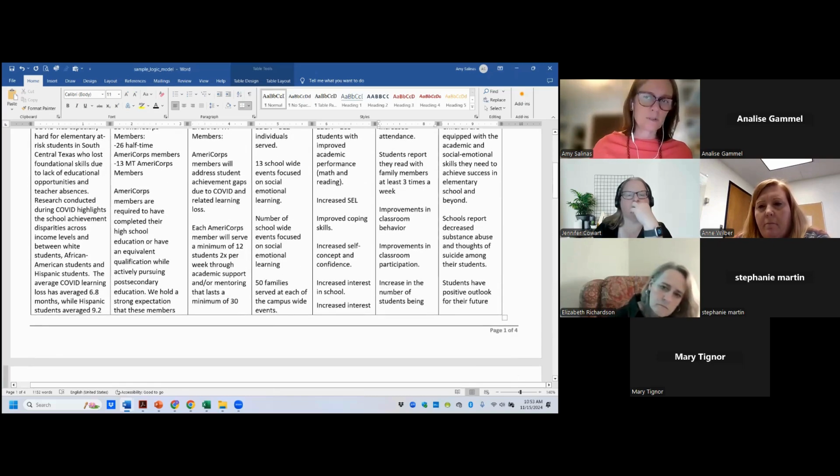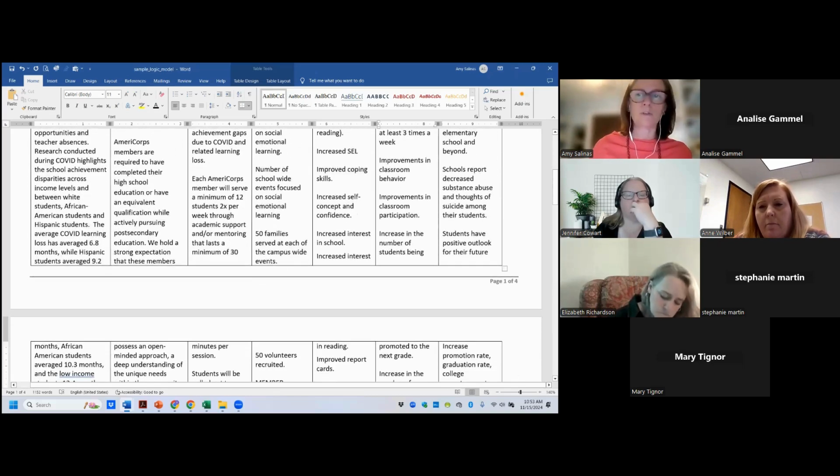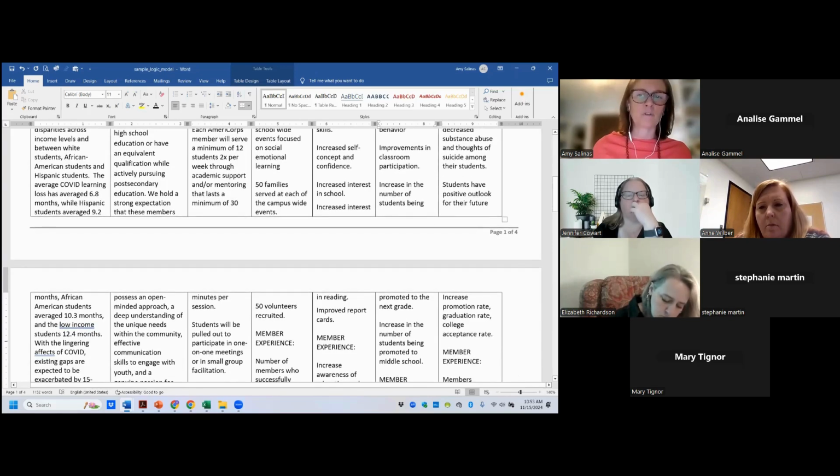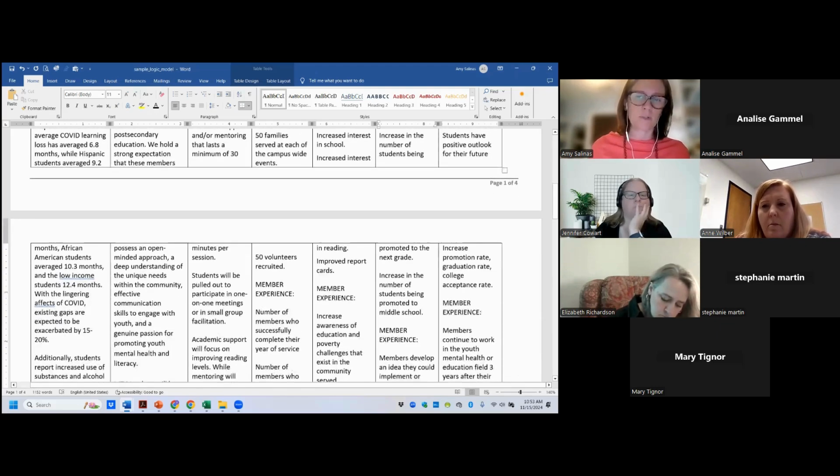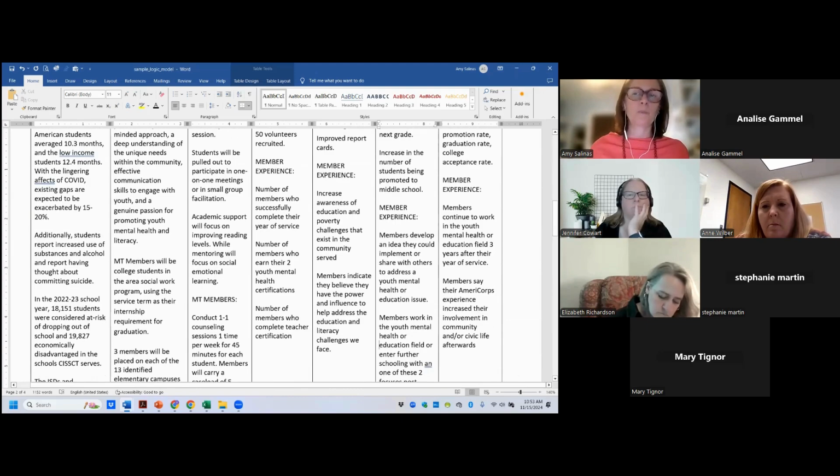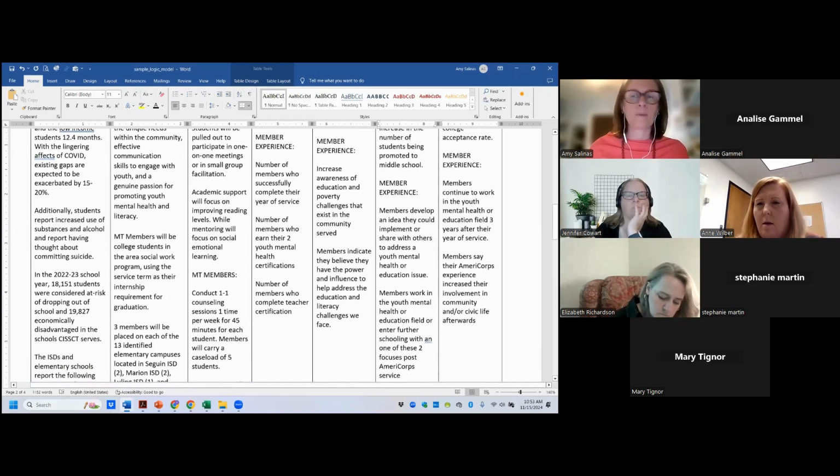They have decreased substance abuse and thoughts of suicide among students, a positive outlook for their future, increased promotion rate, graduation rate, and college acceptance rate. And then with your members, I might want my members to continue to work in these fields 3 years after their service term because of the retention rate. I might have cited in the problem column is staff are leaving within the first 3 years of their employment. And maybe members say their experiences increase their involvement in community and or civic life.